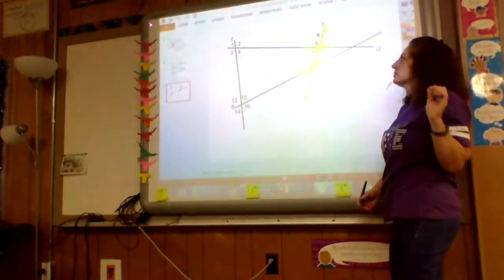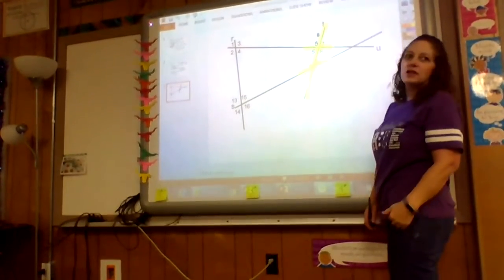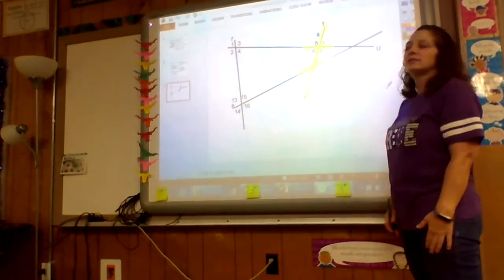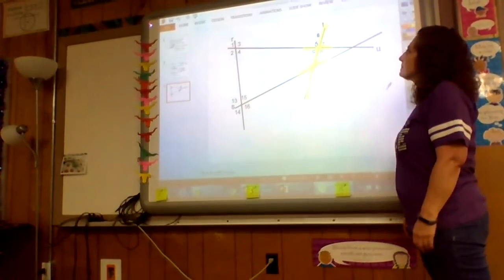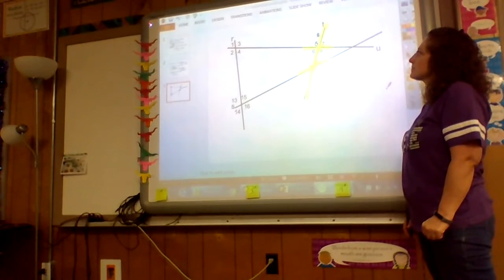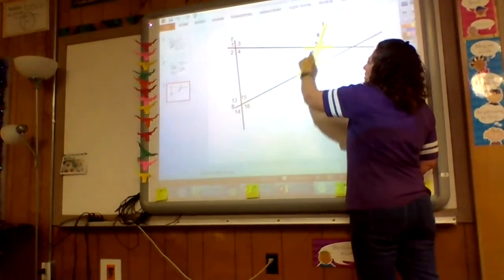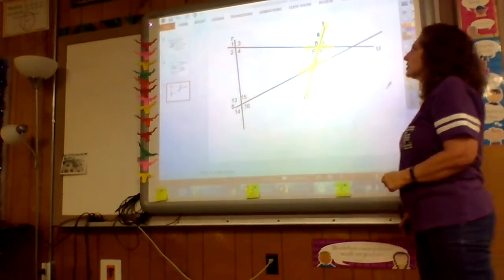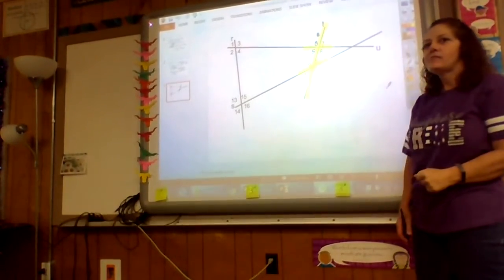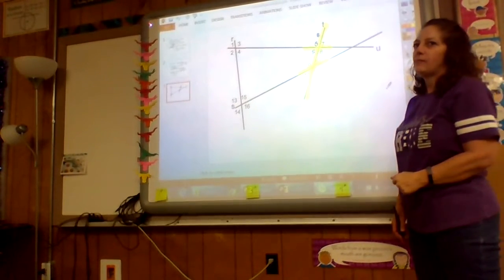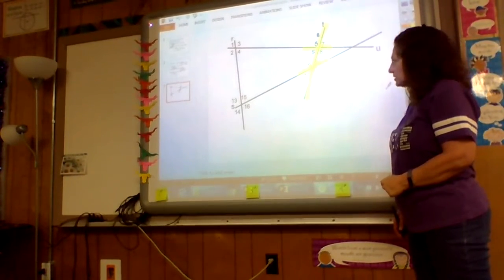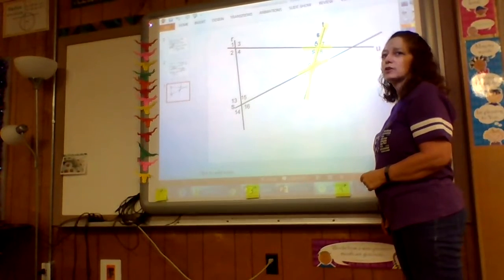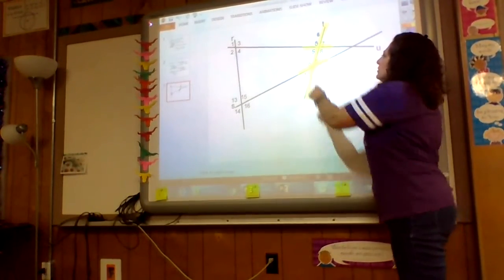Kyle, can you see those numbers now? Yes. Can you name a set of corresponding? 6 and 9. 6 top left, 9 top left. Okay, Tyson, name a set of alternate exterior. 6 and 12. Yes, and what's the other set? 7 and 10.